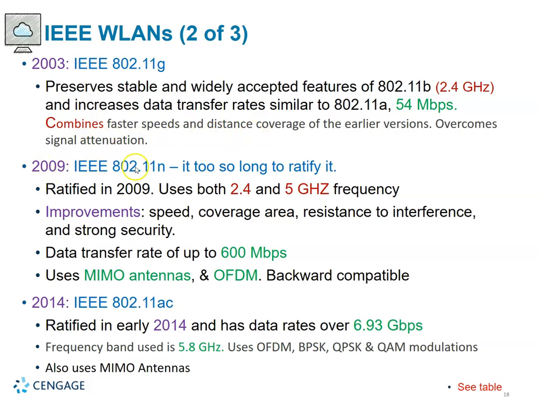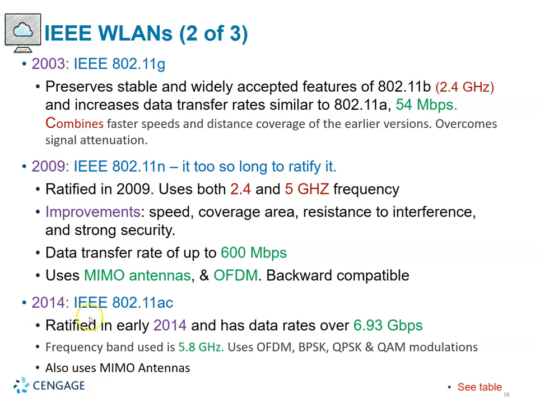In 2009, the 11N spec came out, and it was ratified and uses both the 2.4 and 5 gigahertz frequencies. So the improvements that we saw here, we're looking at all of these areas that are important to us: the speed, the coverage area, the resistance to interference, and of course security. The data transfer rate gets up to 600 megabits per second in the 802.11n, and it uses these types of antenna devices.